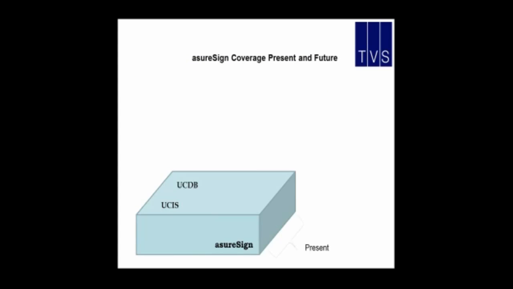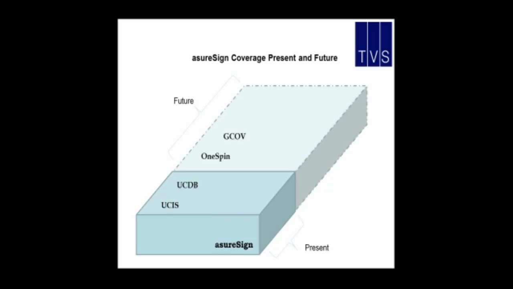the pizzas are here. So what we've got so far, as I say at the moment, is that SureSign works closely with UCIS, and it also works with UCDB. So we support Cadence and Mentor at the moment. But our plans now are, we're working with OneSpin at the moment, so we can extract formal verification data into SureSign as well.